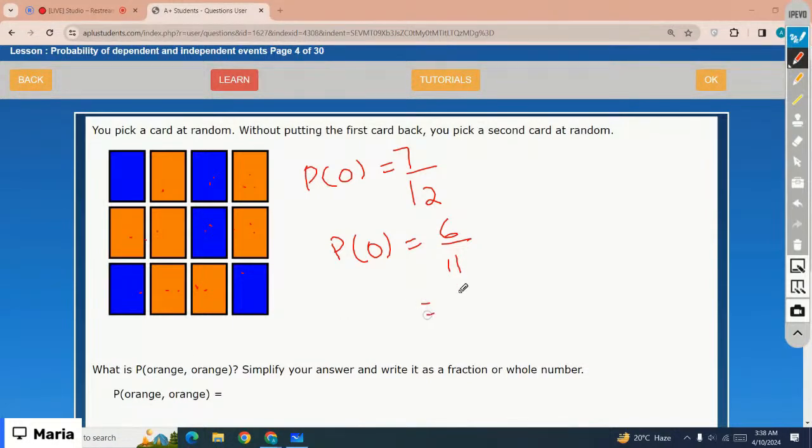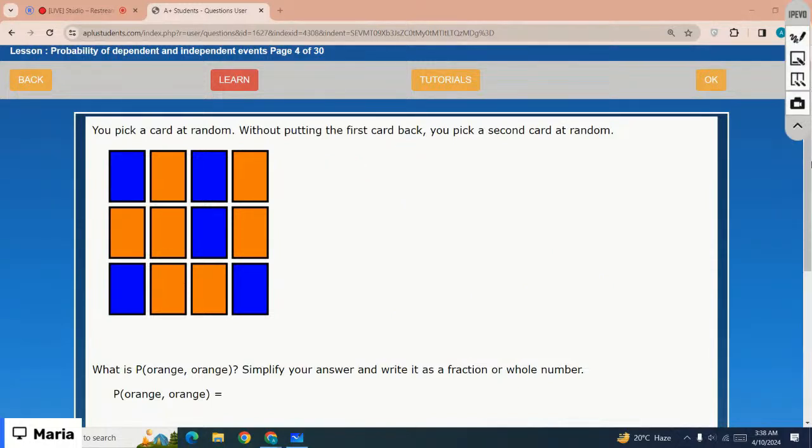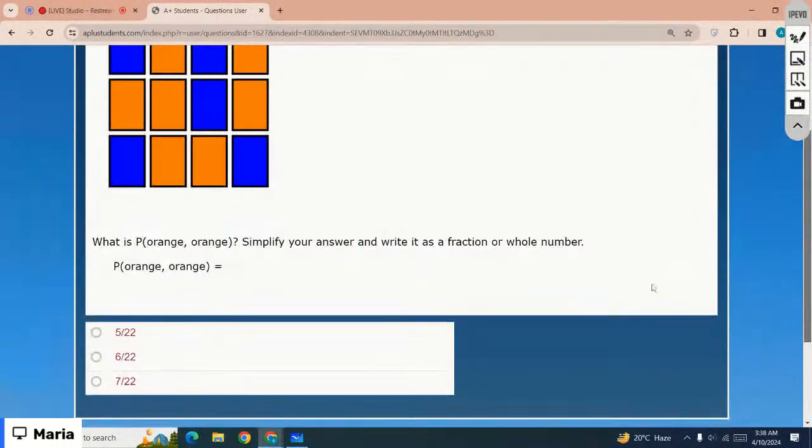You have to multiply them: 7 over 12 times 6 out of 11. 6 times 1 is 6, 6 times 2 is 12. That is 7 over 22. 7 out of 22 is the correct option.